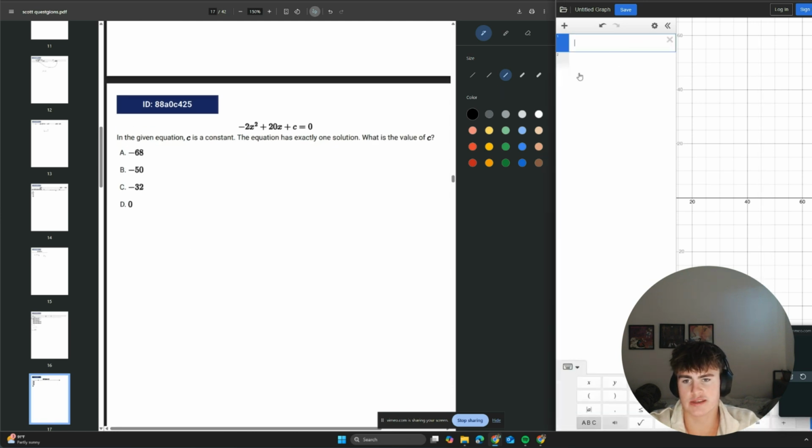Okay, this one, c is constant as one solution. What's the value of c? The normal way to do this would be to do b squared minus 4ac, plug these into that, and solve for one solution, which would be that. But the Desmos way is way easier.